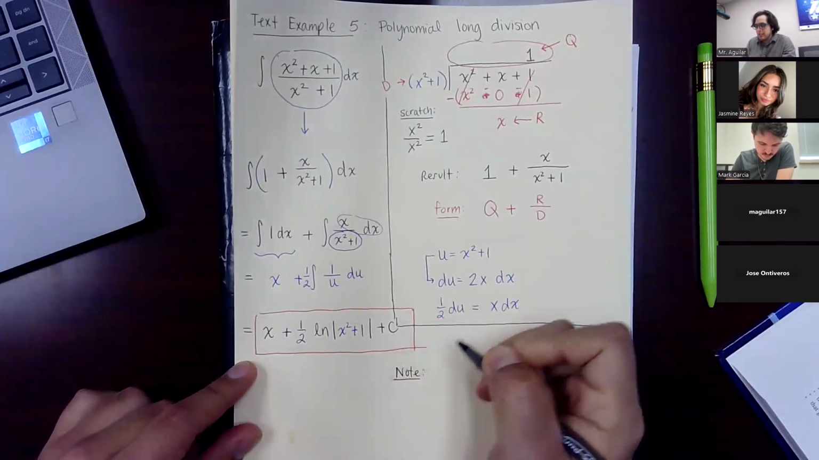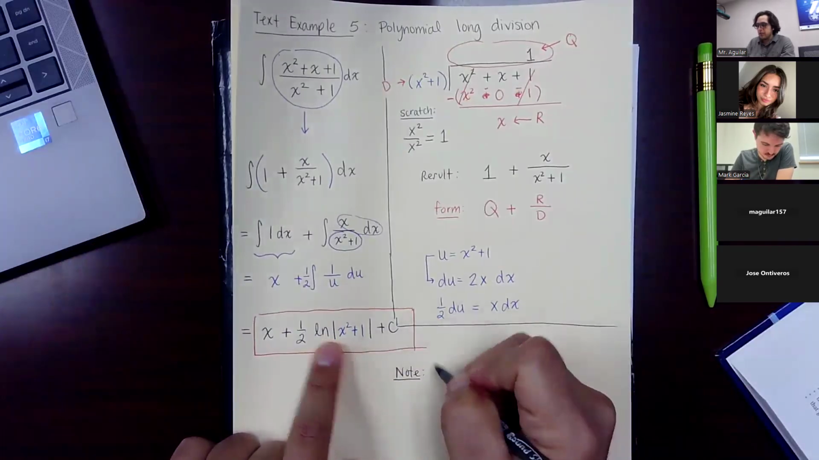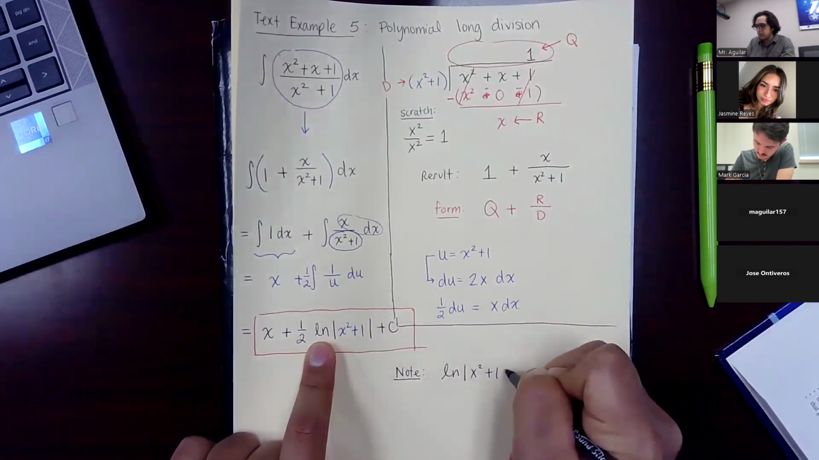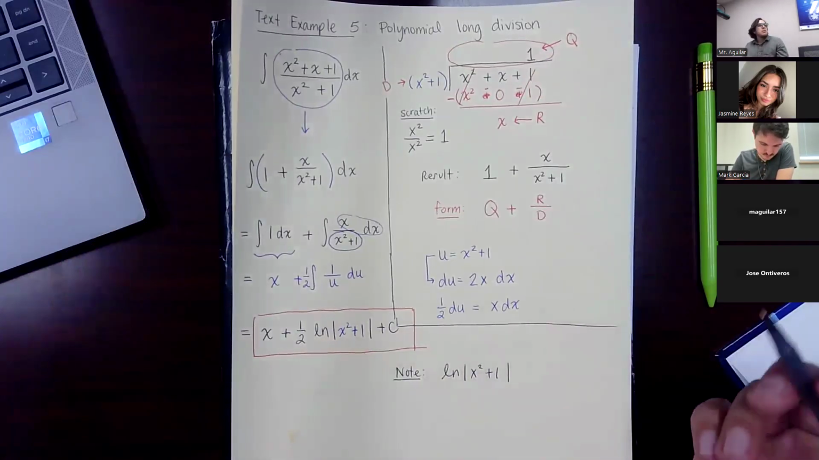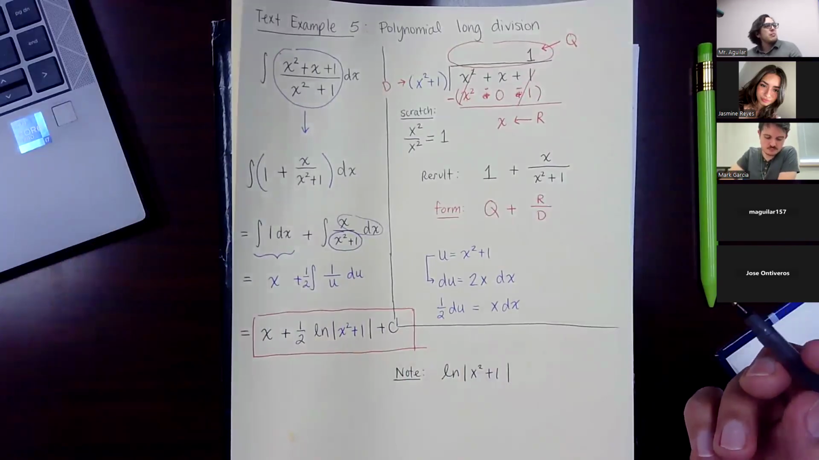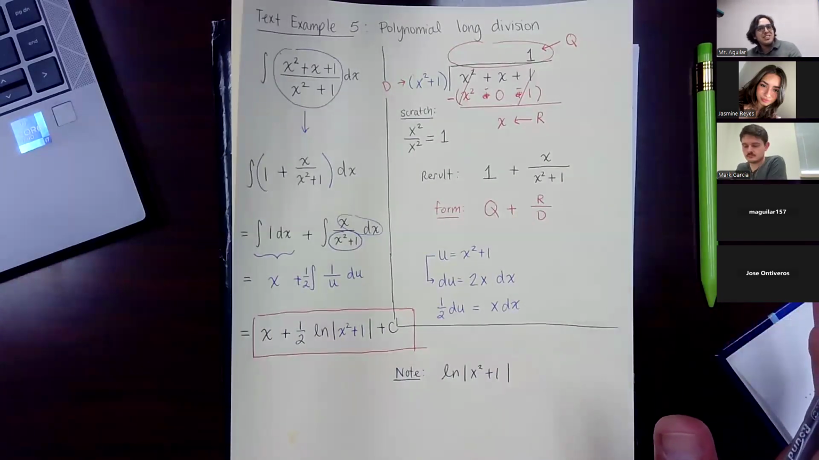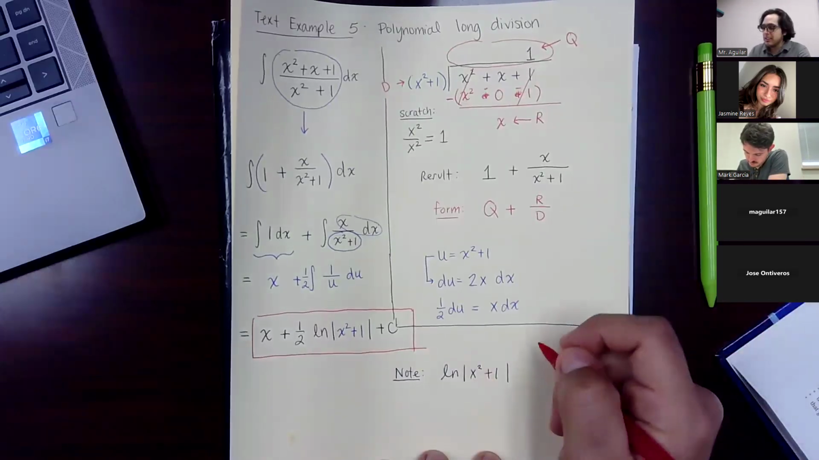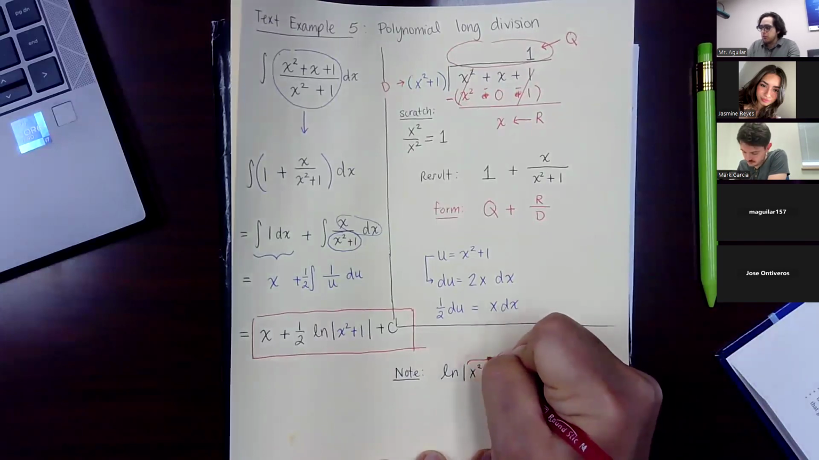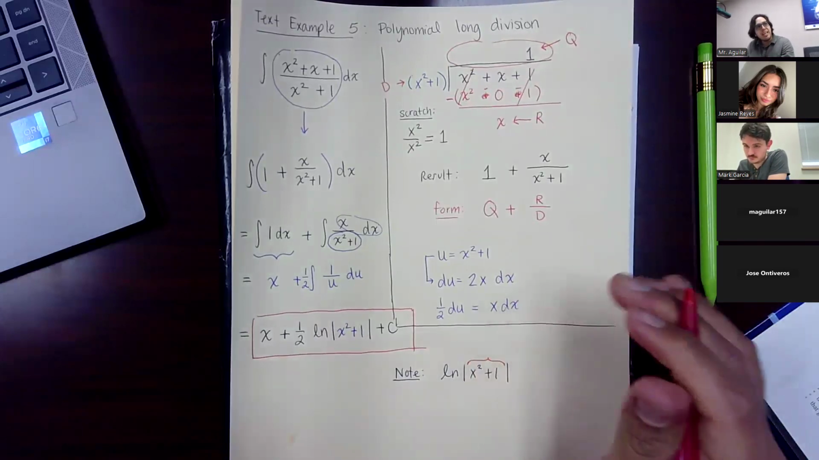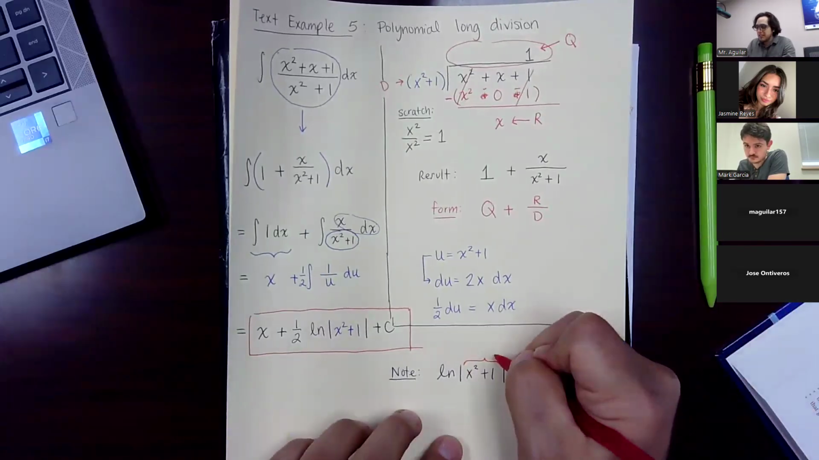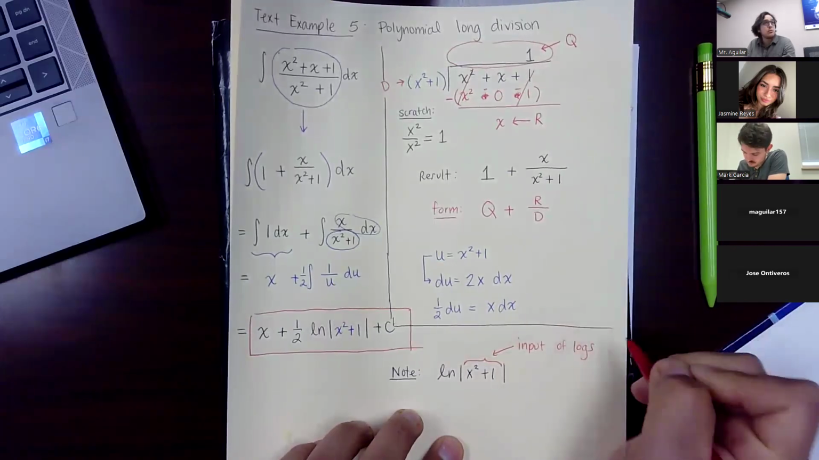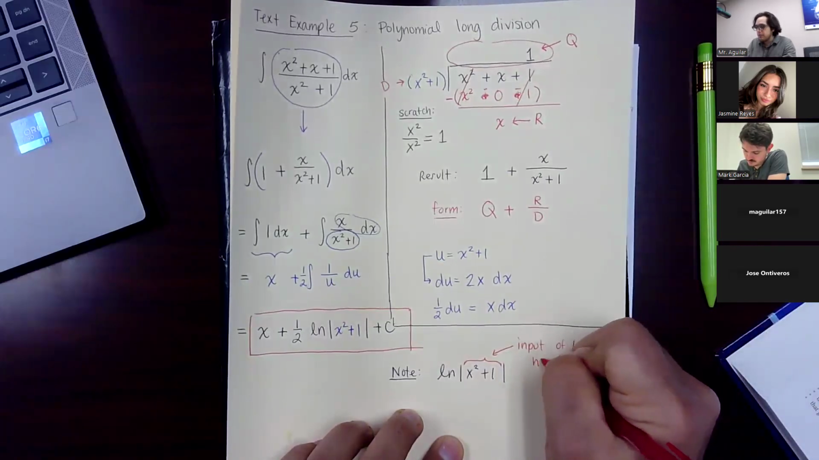In the textbook, it says if you look at just this part here, the natural log of the absolute value of x squared plus 1. Do you guys know why we're using absolute value here? And no is an acceptable answer. Okay. The reason why the absolute value is here is because in the world of logarithms, at least until you get to an upper level math class, the input of all logs, including the natural log, has to be positive.